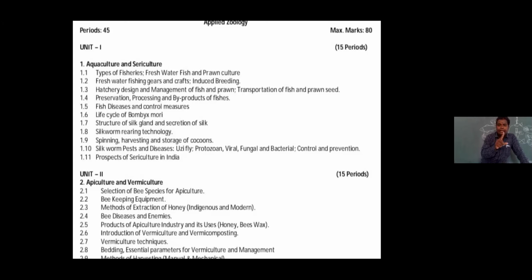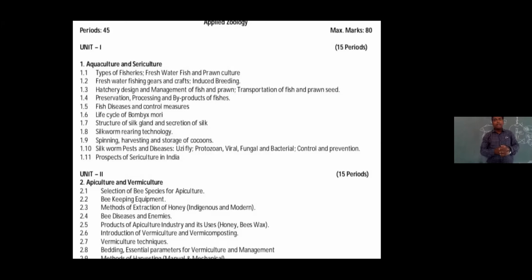Like egg, larva, cocoon, and adult stage. So imago, that means the adult stage, is also there. The cocoon is called pupa. So that is the life cycle.